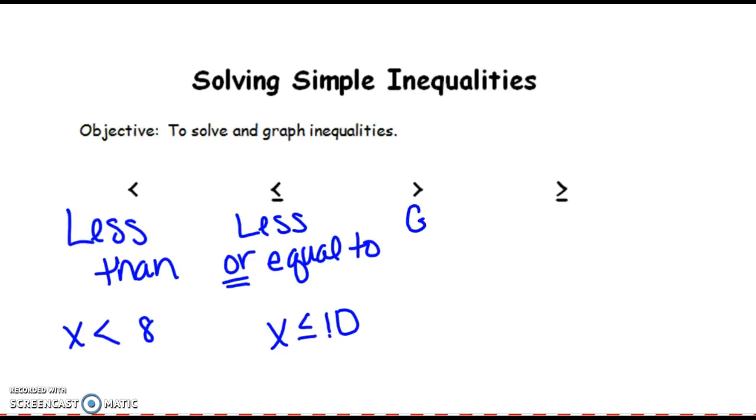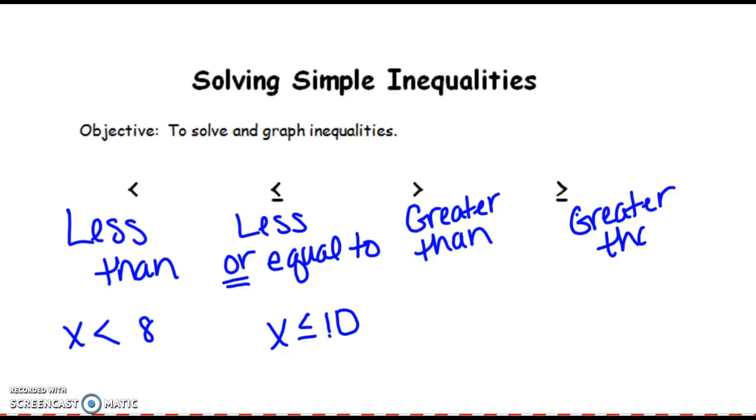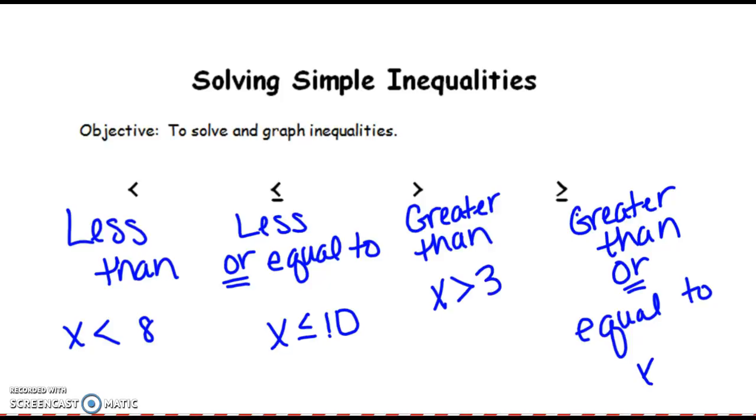Next one says greater than. And the last one says greater than or equal to. Can't be both. It has to be either greater than it or equal to. So this one would be x greater than 3. X is greater than or equal to 15.1. So whatever you want to put in there. Again, that's always when you're reading from left to right. That's what those symbols say.